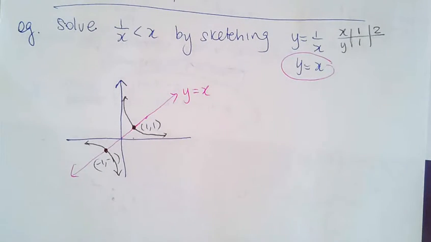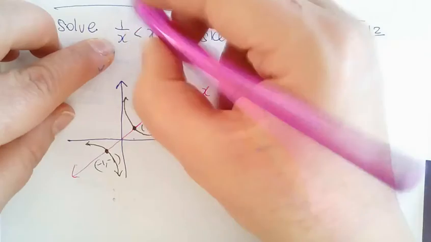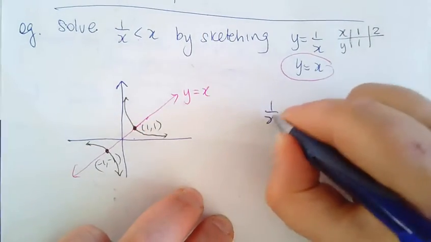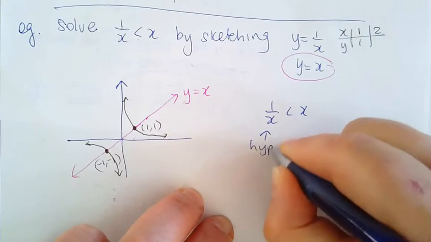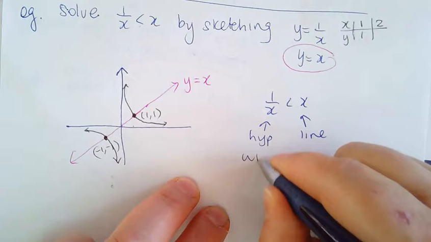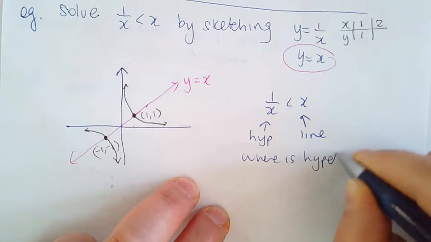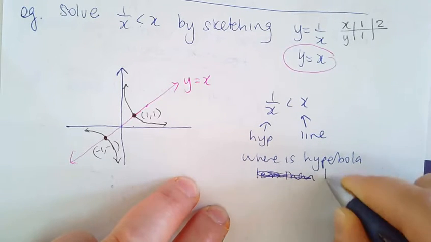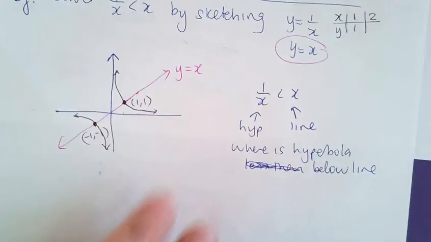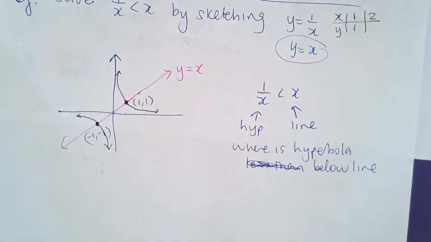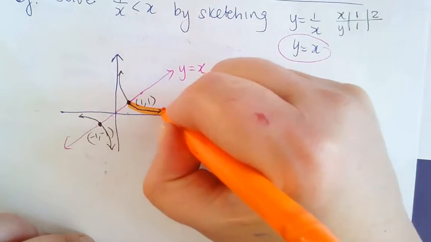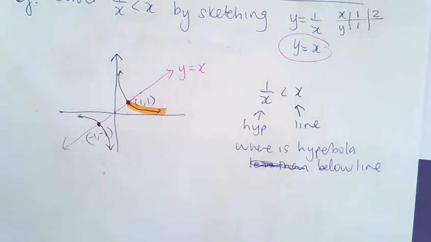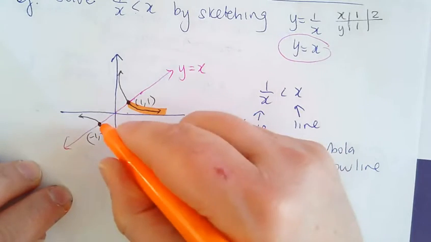This is asking me, where is the hyperbola, because that's a hyperbola, lower down than the line? That's what it's asking me. 1 on x is less than x. That's the hyperbola. That's the line. Where is the hyperbola lower down than the line? Less than the line. Or below. Below the line. You tell me. Well, look at this section. There's the line. No, here. This. And where else is the values of the hyperbola below the line?